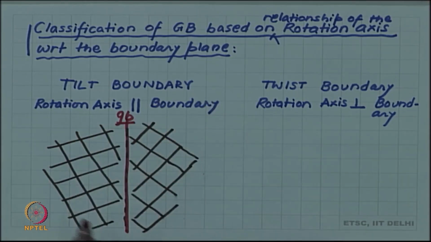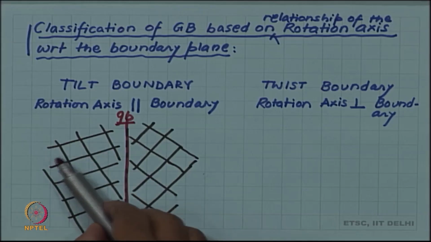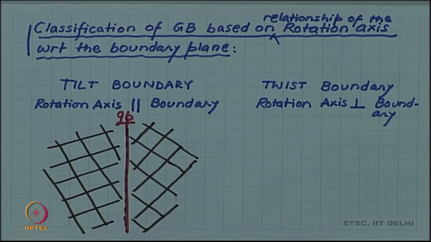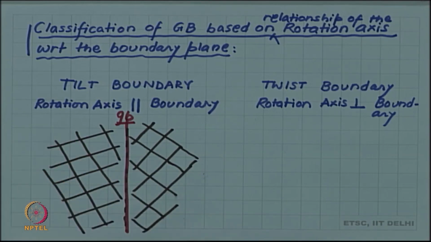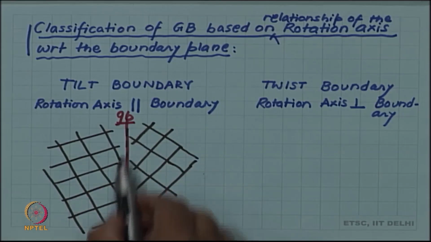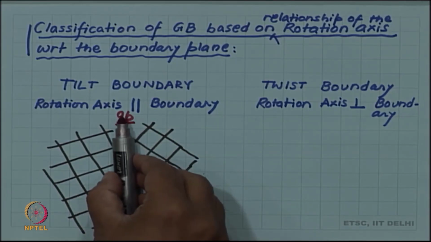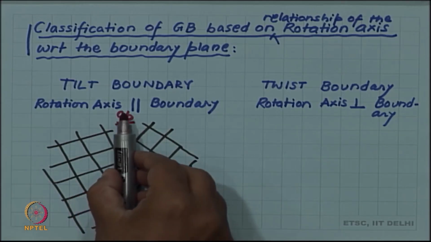And where is the grain boundary? Grain boundary also is separating these two grains. I have drawn a two-dimensional figure, but you can extend it into the third dimension normal to the plane of the paper. So, the grain boundary which is shown as a line on the paper is actually a two dimensional surface which is perpendicular to the plane of the paper.